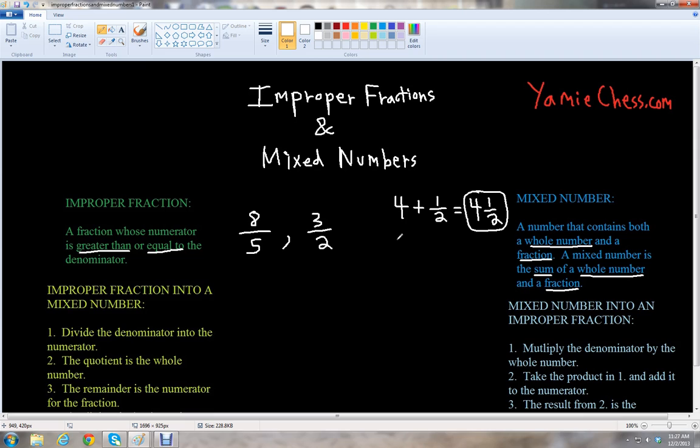Another example, we have 7 plus 5 over 6. This will equal 7 and 5/6. This is our whole number, 7, and 5/6. Those are a couple of good examples of mixed numbers. You have a whole number and a fraction attached to it. And notice that both of these mixed numbers are the sum of the whole number and the fraction.